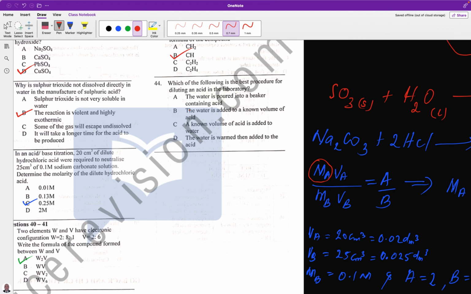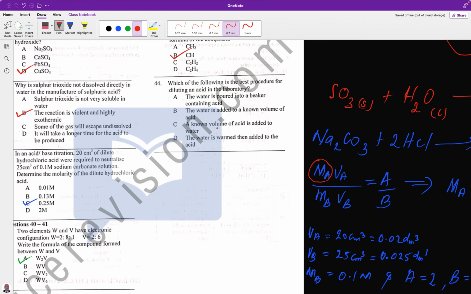So for safety reasons, acid is added to water. Because it is more dense than water, acid is added to water when diluting an acid in the laboratory. For our answer column: the water is poured into a beaker containing acid? No. In this case, you are adding acid to water. The water is added to a known volume of acid? No. A known volume of acid is added to water. That is the right answer.